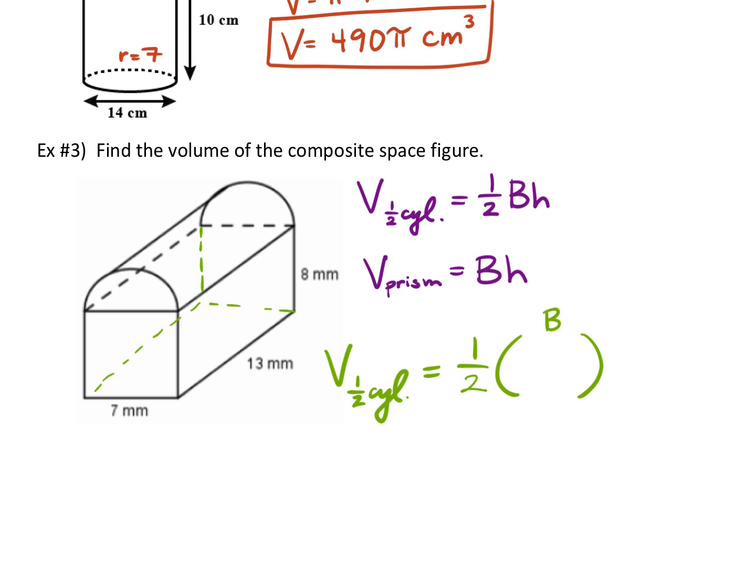What is our B in this problem? 3.5 squared. Yeah. This right here is a diameter, right? Which is the same as this. So that means our radius is 3.5. So we're going pi times 3.5 squared. What's the height of the cylinder? 13. That's the distance between the circles. This right here is going to be the height of the cylinder, which is 13. Same as that, right?